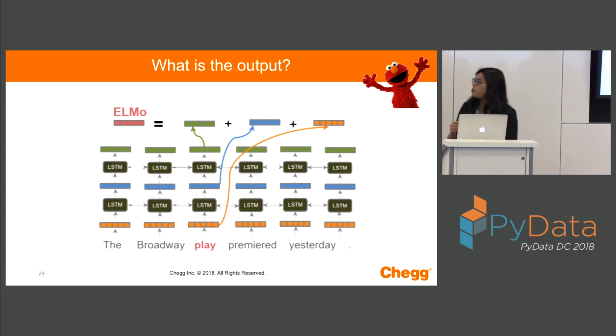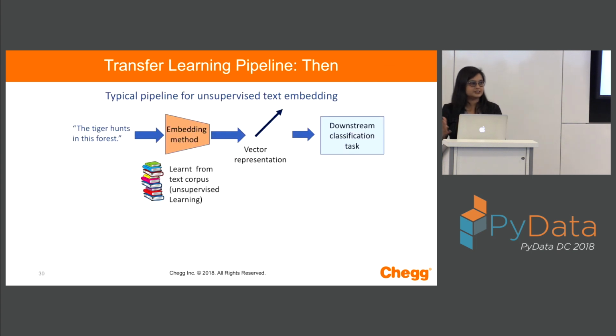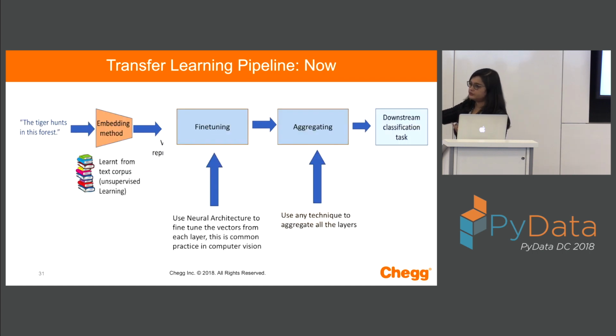This used to be the traditional transfer learning pipeline, and it's still true now. Initially you have some sentence going in, you have some embedding method, you have a vector representation, and you have a downstream classification task. With something like context aware outputs, which would come out of Elmo, you have the initial text, you have the embedding method, you get the information on all the layers, and then you can fine tune each of the layers depending on the specific problem that you have.